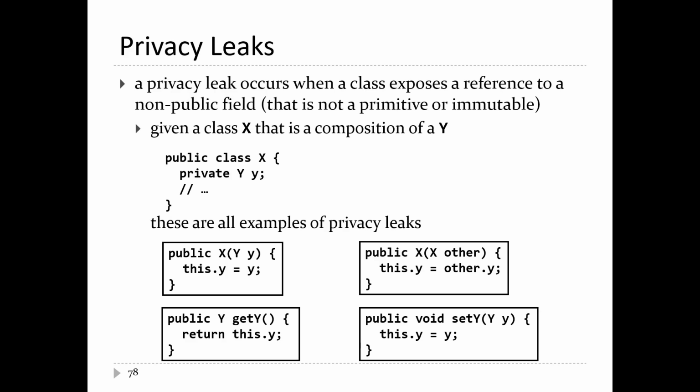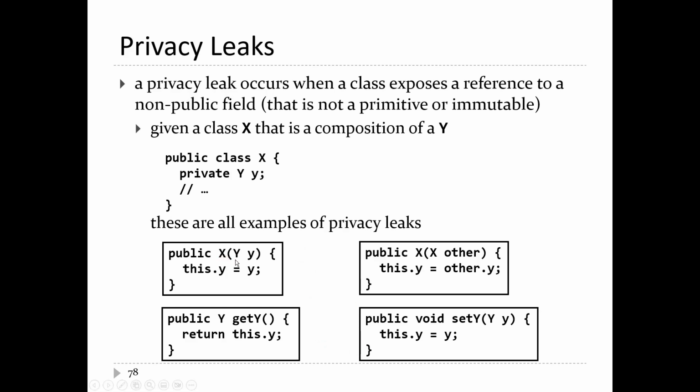Okay, to summarize what's happening inside composition, this following slide shows you examples of when you might have a privacy leak in your class. So a privacy leak occurs when a class exposes a reference to a non-public field that's not primitive or immutable, right? So everything we've talked about here only applies to reference type fields. So given a class X that is supposed to be a composition of a Y, so X has a Y, then all of the following are examples of privacy leaks.